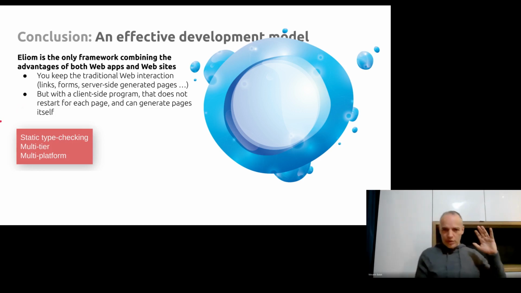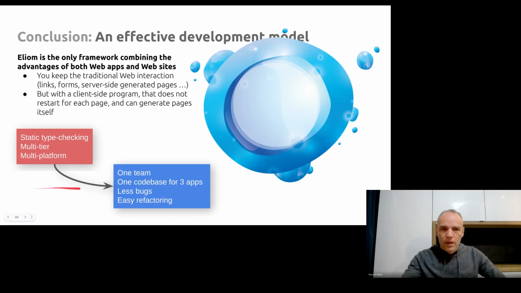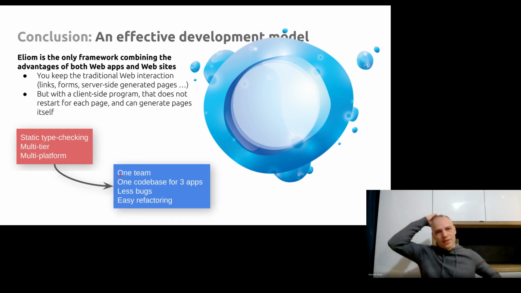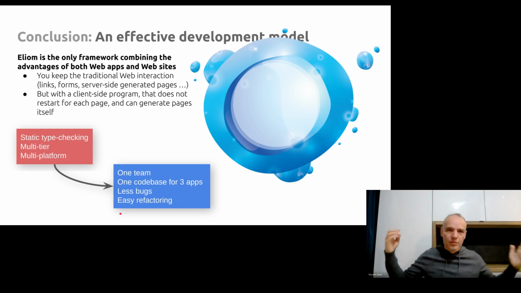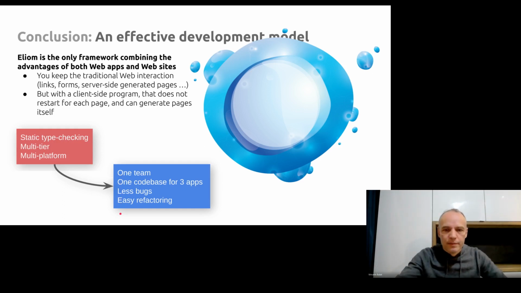The main features are extensive use of static type checking, multi-tier programming, and multi-platform for web, Android, and iOS. Eliom and Ocsigen is used in production by large-scale projects, which has made it possible to demonstrate the effectiveness of this programming model.